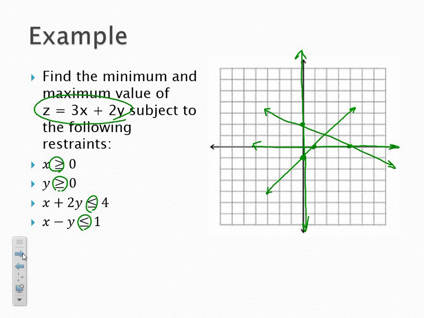I'm going to test the point (1, 1). That would be an easy point to test here. If I plug (1, 1) into all my inequalities, 1 going into x, 1 is greater than or equal to 0. That is true, so it works for that inequality. If I plug 1 in for y, it is also greater than or equal to 0, so it checks out for my second inequality. If I plug (1, 1) into my third inequality, I'd get 1 plus 2, which is less than or equal to 4, so that checks out.